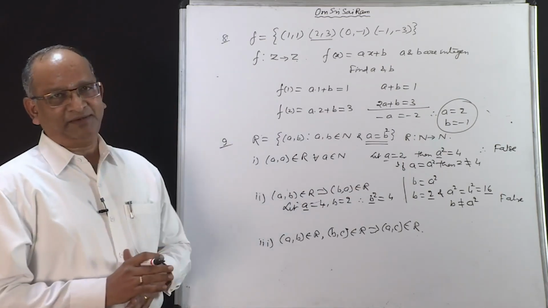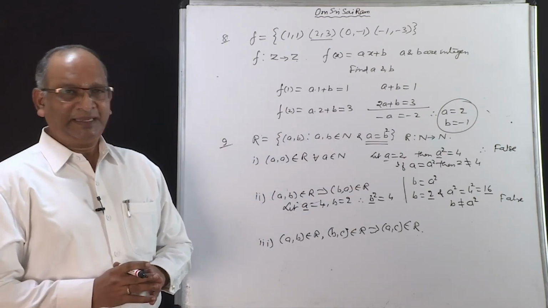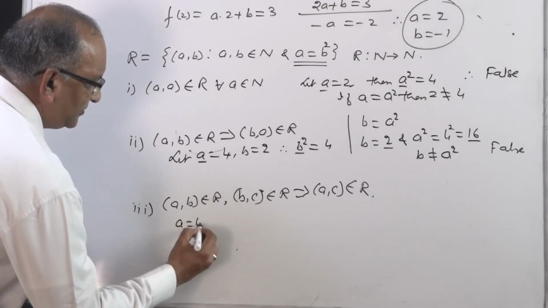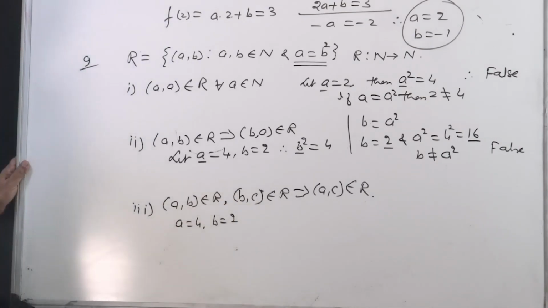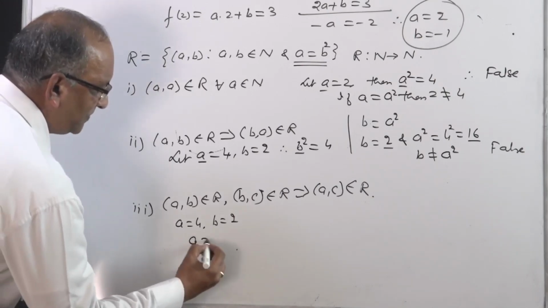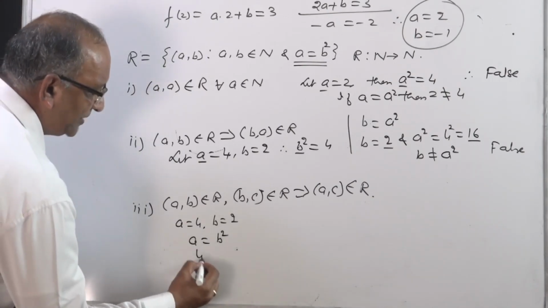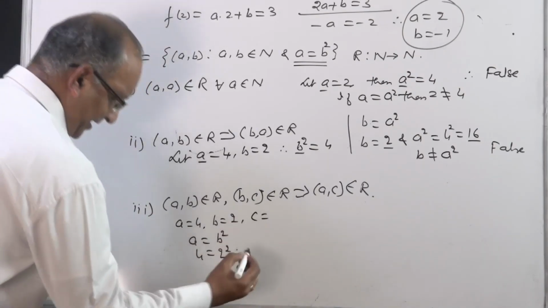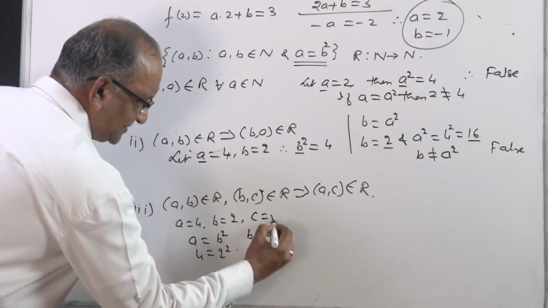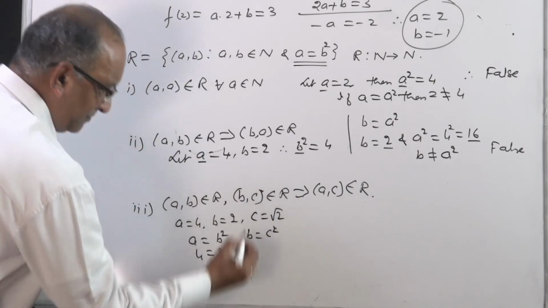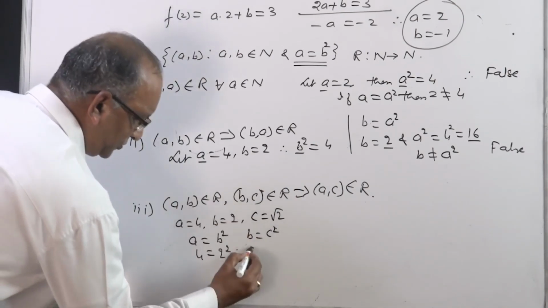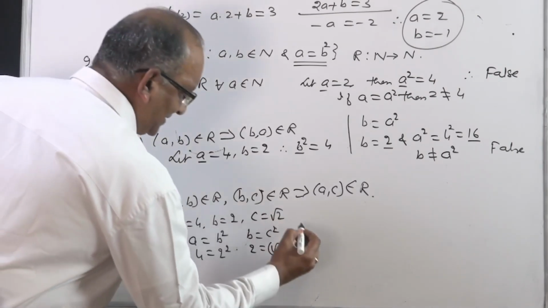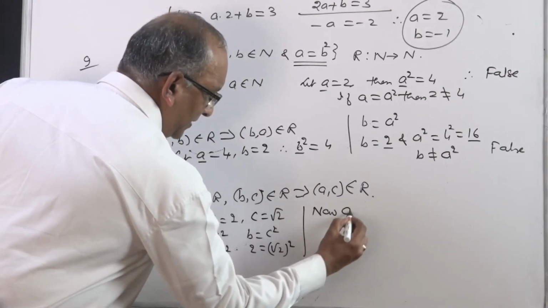Finally, come to the third one. Take three numbers now in such a way that A is equal to B square. Let us say A is equal to 4, B is equal to 2. So A equal to B square is true because 4 is equal to 2 square. Now take something for C in such a way that B is equal to C square. Let us say C is equal to root 2. So B is 2, and 2 is equal to root 2 square. Now you check whether A is equal to C square.